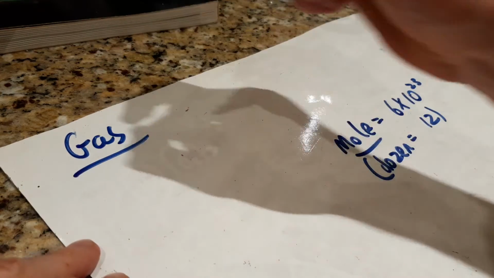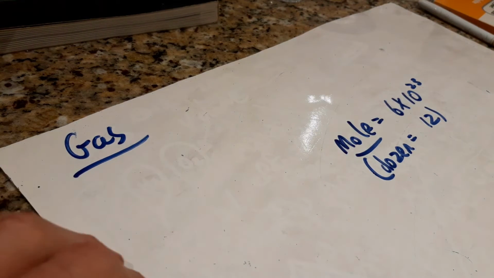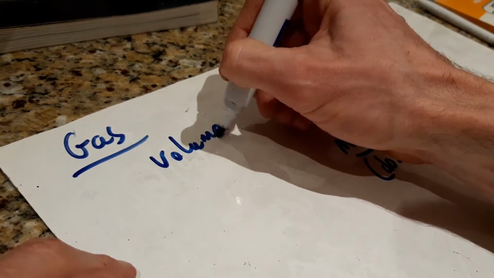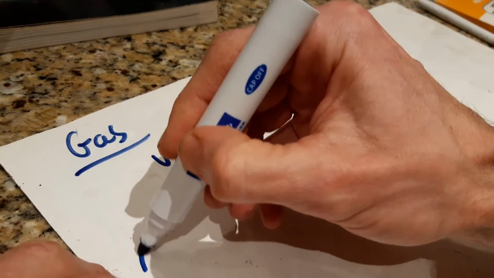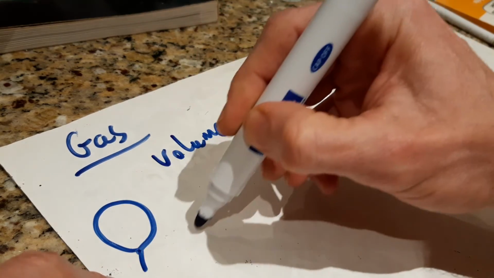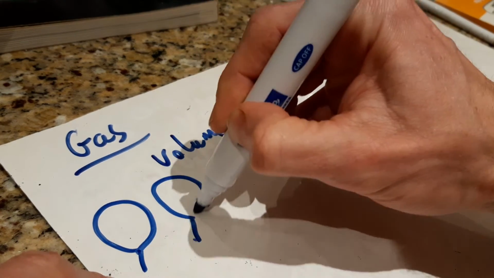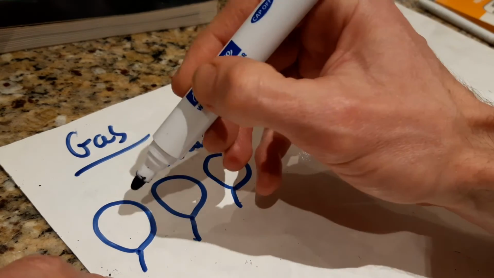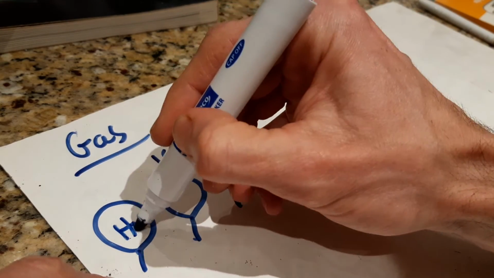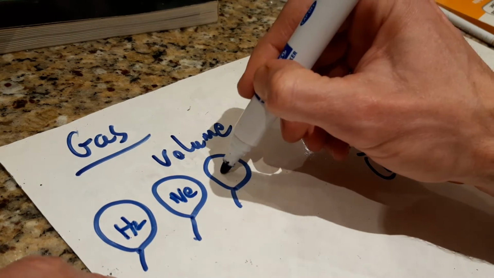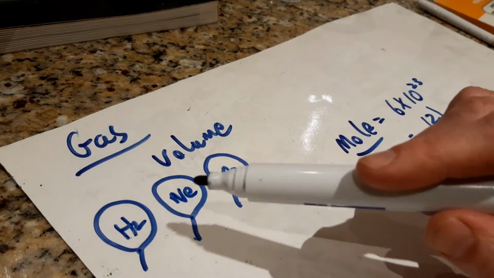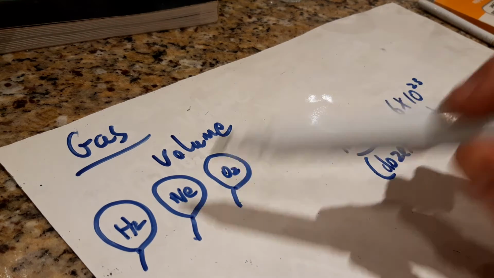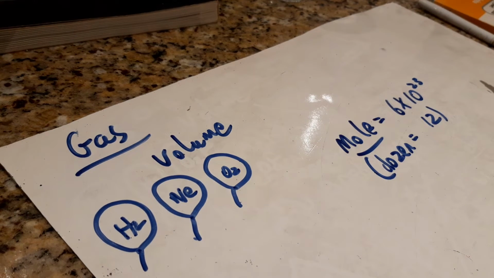So one of the things that we very often measure about gases is their volume. And one of the important pieces of information that we know about gases comes to us from Avogadro's law. And Avogadro's law tells us that it doesn't matter what the gas is. It could be hydrogen, it could be neon, it could be oxygen. If we have balloons of the same volume, they will contain the same amount of particles.